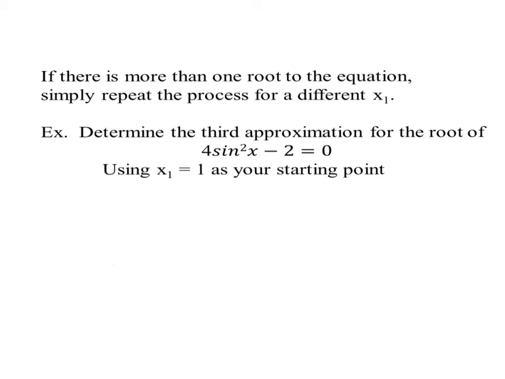So if you graph 4 sine x squared, subtract 2, let's put that in. We can see the graph looks like a normal kind of sine graph, just being squared, it's slightly different, but you can still see it's pretty straightforward. So the graph is doing something like this.